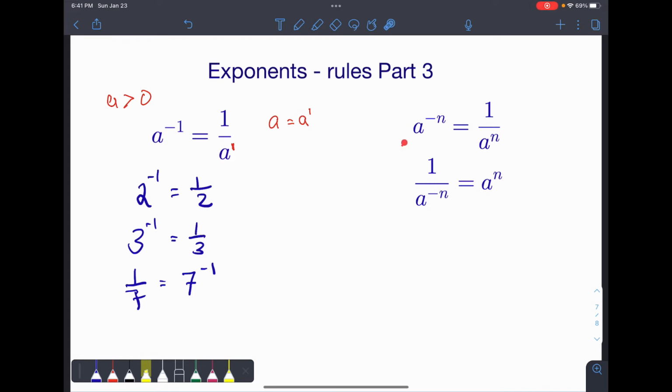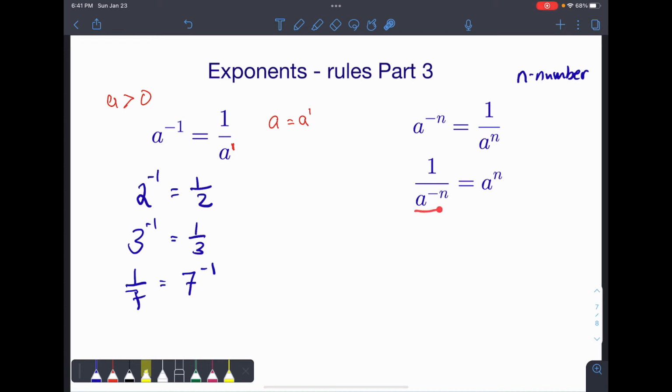The second rule is actually a more general case of the first rule. So again, we have this base a, and in the exponent we have -n. So here, n is just a number, and we could make it positive. So here we have -n, and we could get rid of that negative sign by putting it into the denominator.